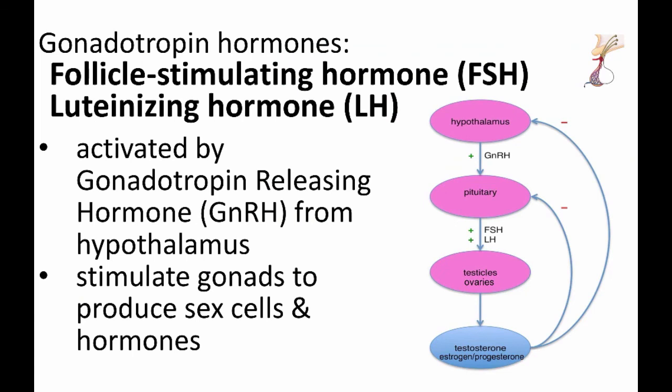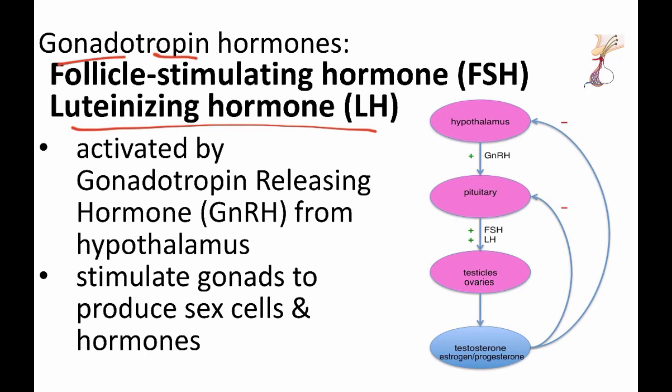Then we have 2 gonadotropin hormones. So remember, tropin means change. You know what gonads are. So these are hormones that change the response of the gonads. Follicle stimulating hormone stimulates follicle production in females, which leads to egg maturation. Follicle stimulating hormone also acts in the testis to facilitate sperm formation.